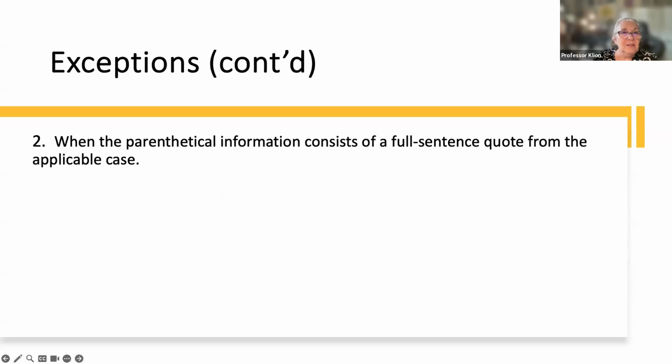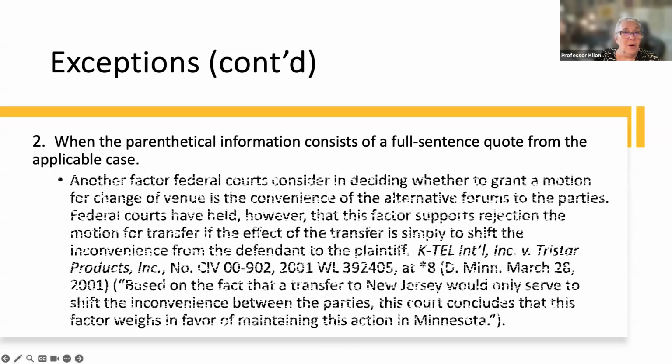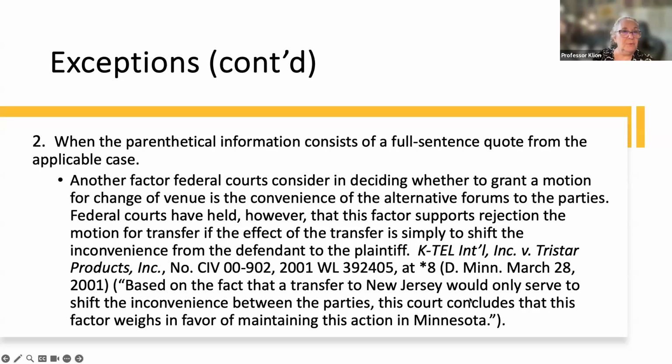The second is when the parenthetical information consists of a full sentence quote from the applicable case. That means that the parenthetical starts with the quote itself. So you have all of this information, another factor federal courts consider, blah, blah, blah. You get to the cite and you see the quote starting, based on the fact that a transfer to New Jersey would only serve, and it goes through the whole quote.